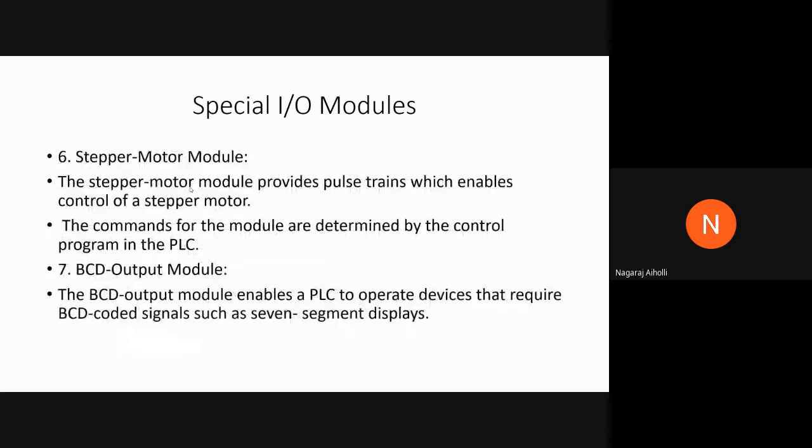Stepper motor modules take pulses and are able to control the rotation of the stepper motor based on the applied input pulses. BCD output module is used to operate displays such as 7 segment displays. I have given the example where they are being used in malls, big bazaars and other areas.